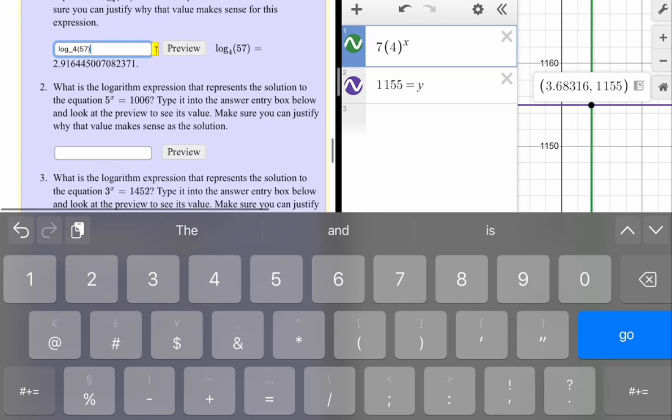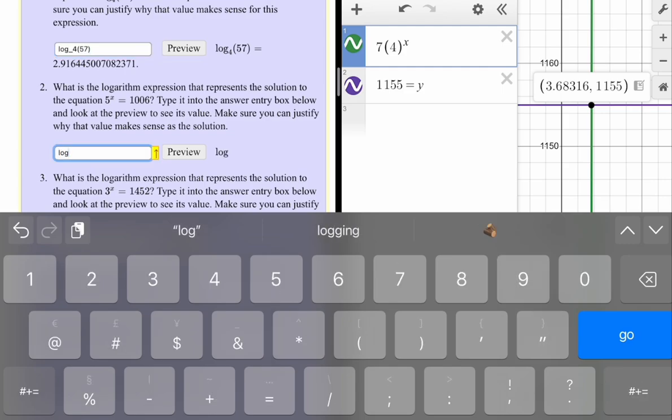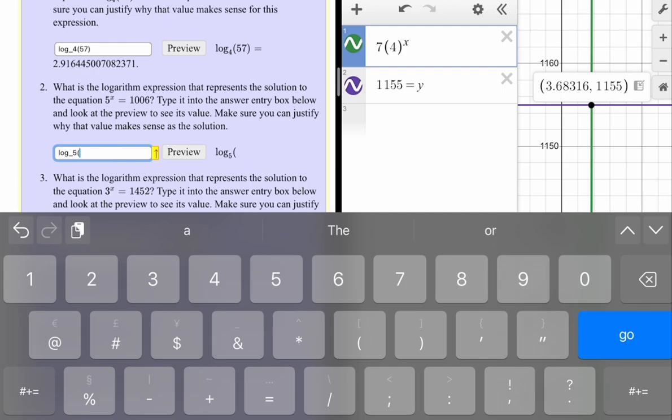Okay. So what is the logarithmic expression that represents the solution to that equation? So remember the expression. It doesn't say equation. So I'm just going to go log base 5 of 1006.